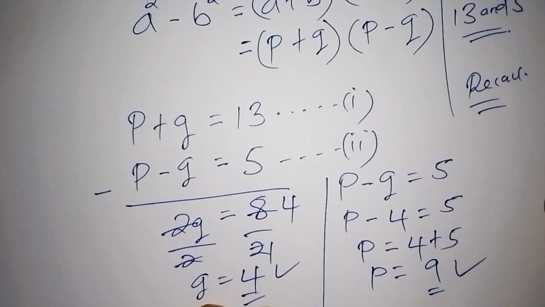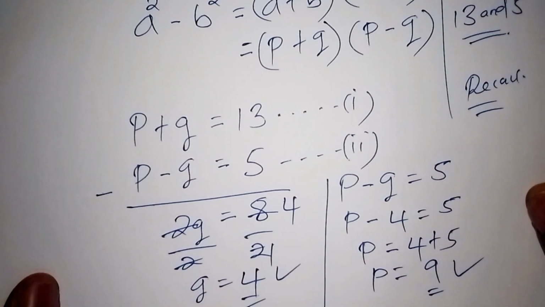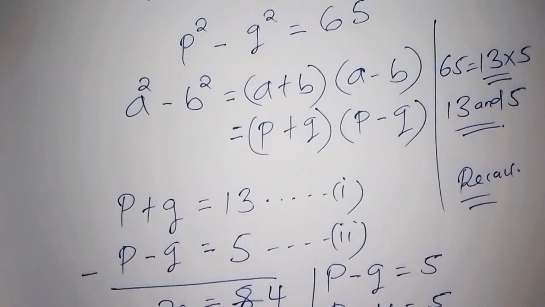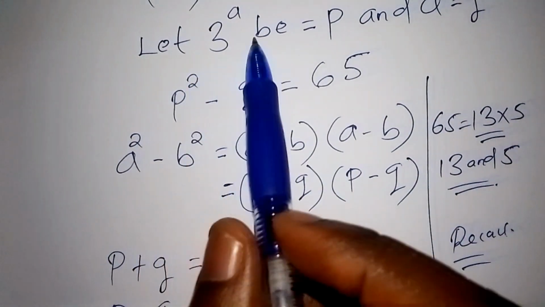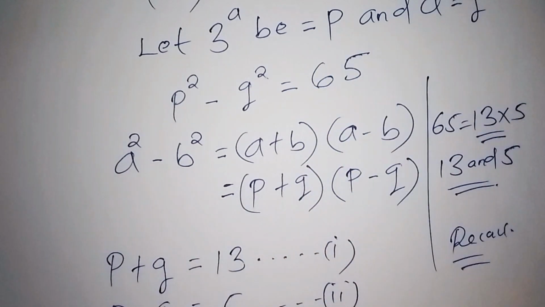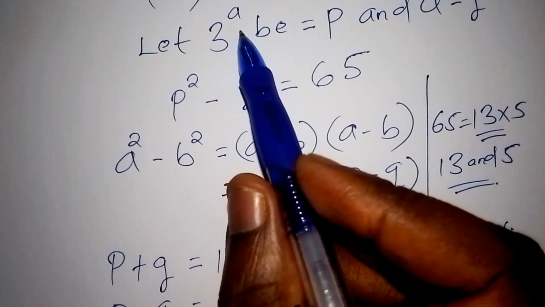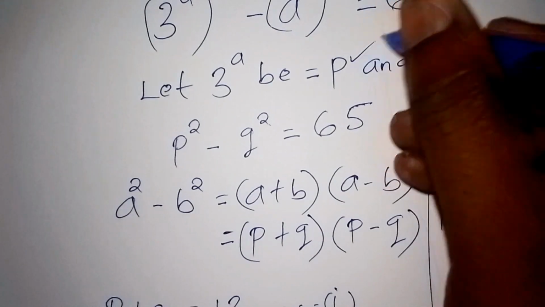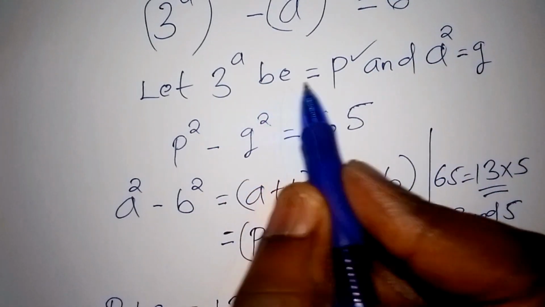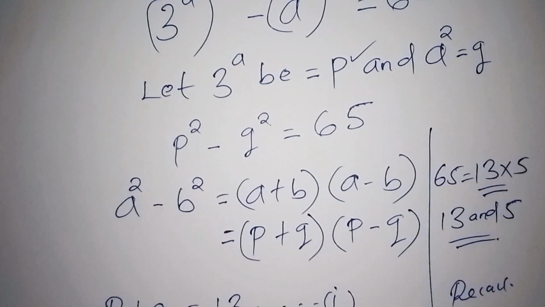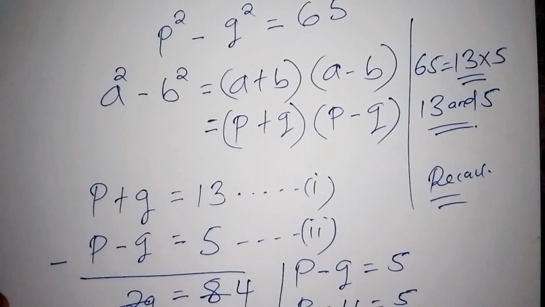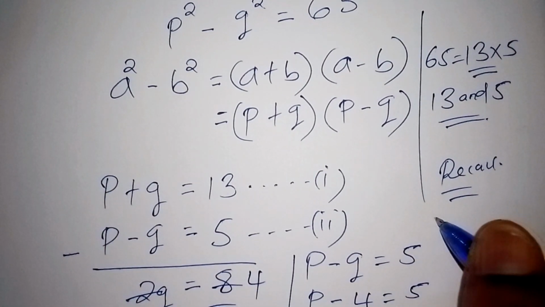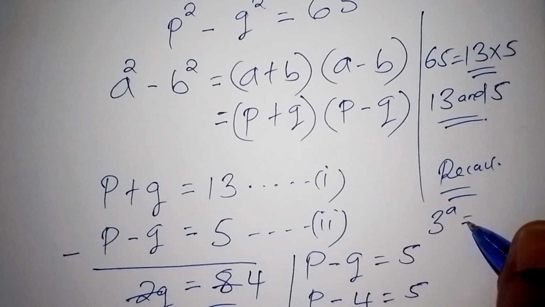We said that let 3 to the power of a be p. So let me put it clearly here. Let 3 to the power of a be p. So let 3 to the power of a equal p.